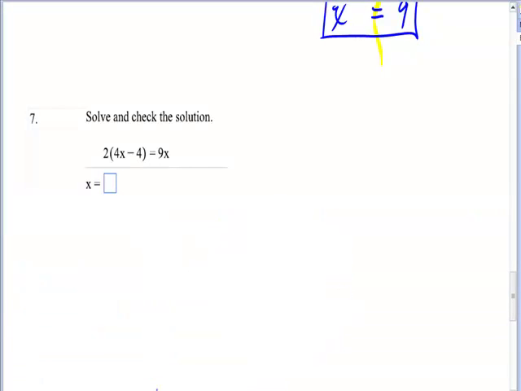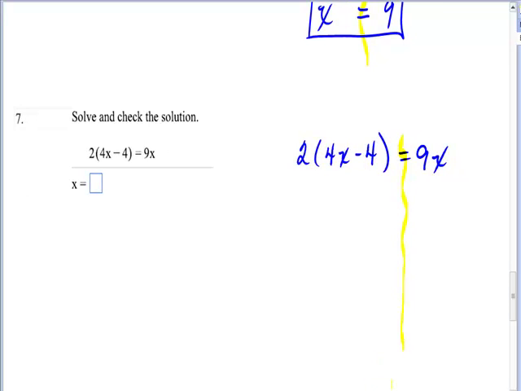All right, number 7. I have 2 parentheses, 4x minus 4, close parentheses, is equal to 9x. The problems are getting more and more complicated, but I really still only have a certain number of steps to do. Step number 1, and I am going to summarize these, is can you simplify the left or the right expression? Yes, I can simplify the left one. I can use the distributive property.